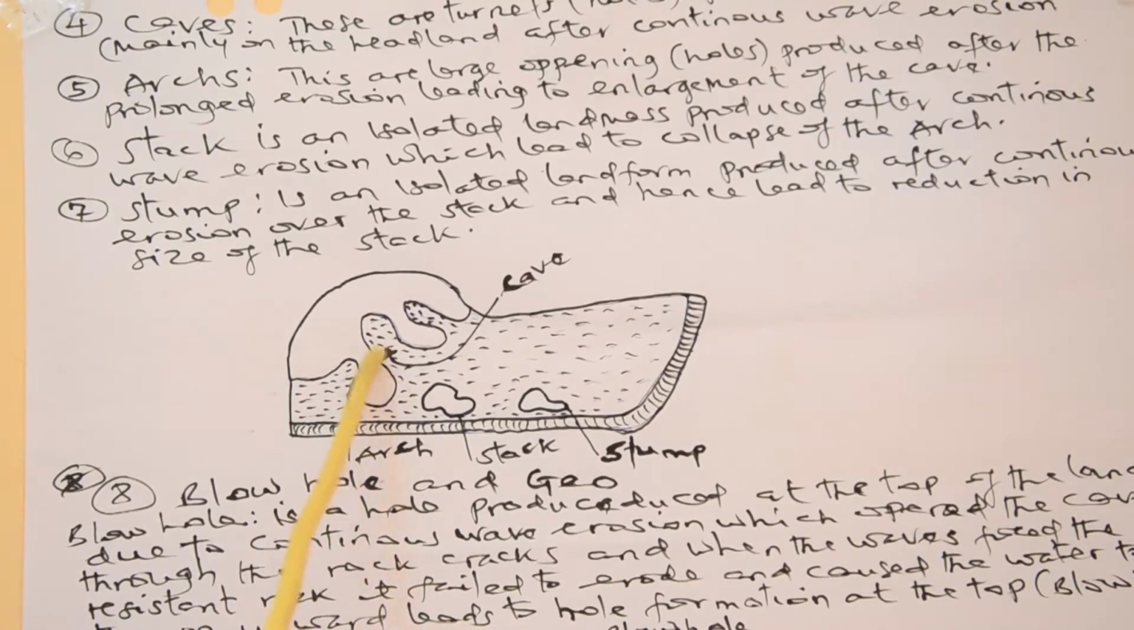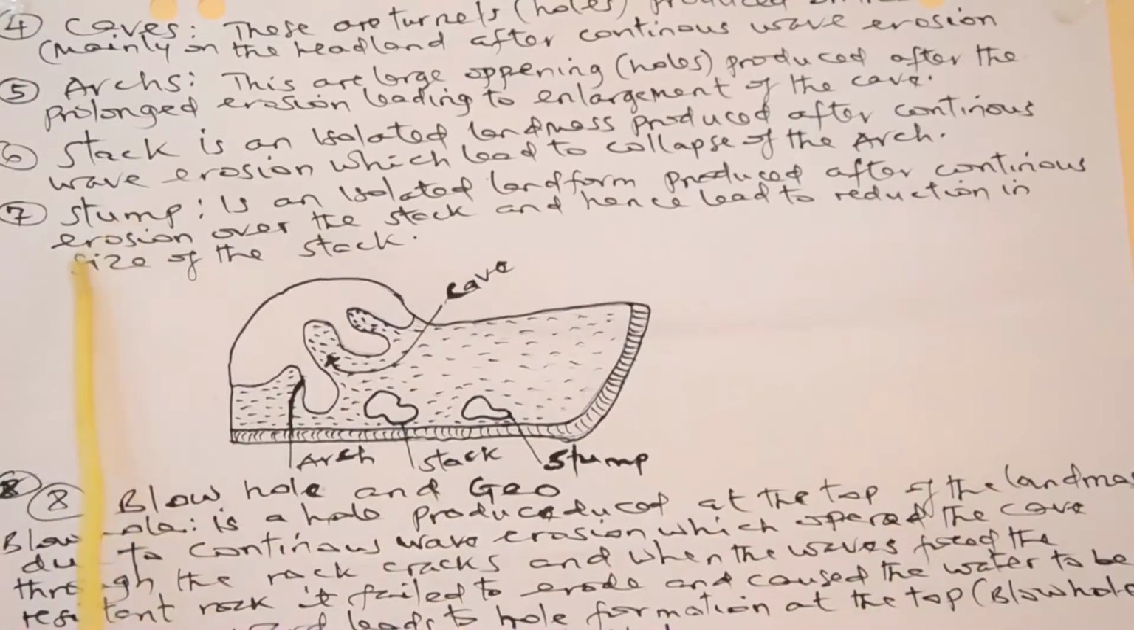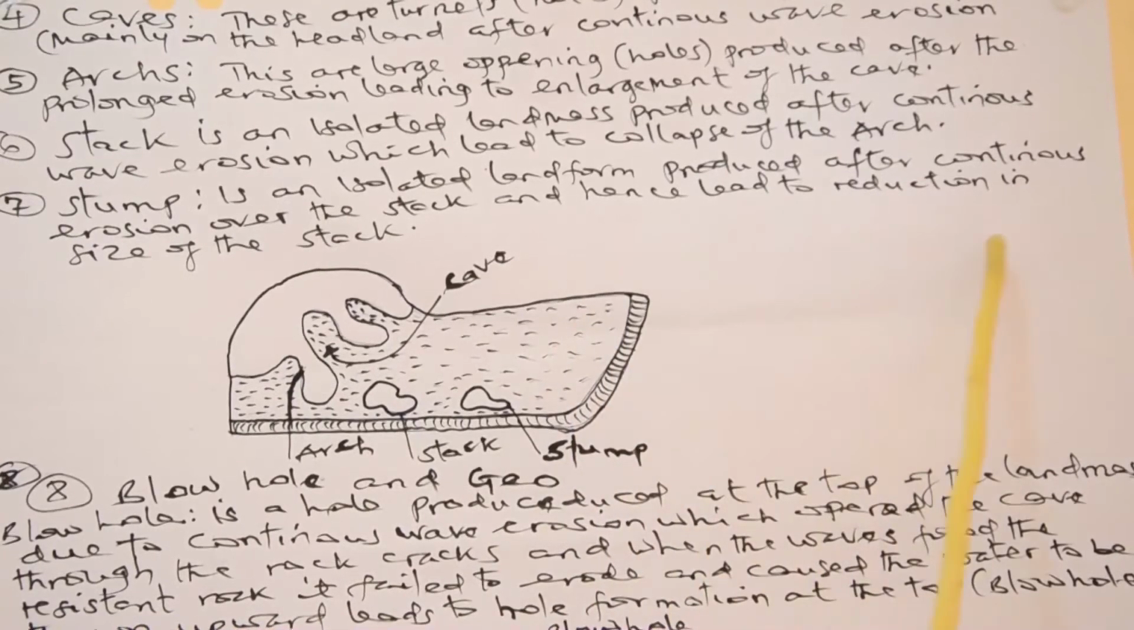But wherever this is cut off, it changes to another feature, which is called a stack. A stack is the isolated landmass produced after the continuous wave erosion, which leads to the collapse of the arch. And another is the stump, an isolated landmass produced after the continuous erosion of the stack, and hence leads to the reduction in size of the stack.